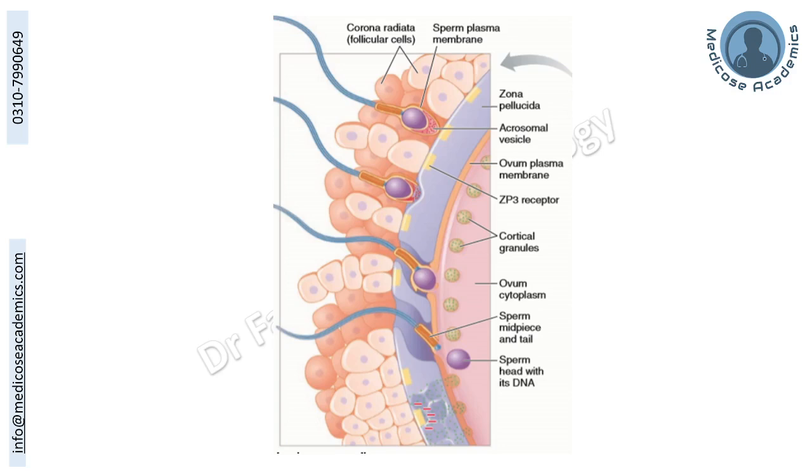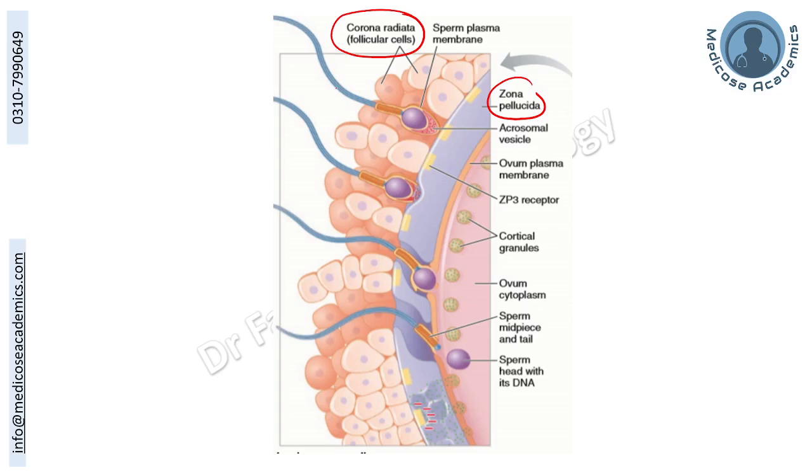Now, what happens during fertilization? How the sperm enters into the ovum. As you know, the ovum is surrounded by multiple other layers, as is the zona pellucida and the corona radiata, the multiple layer of the follicular cell. Sperm has to cross through all these cells and then the zona pellucida to enter into the ovum and then fertilize with it.